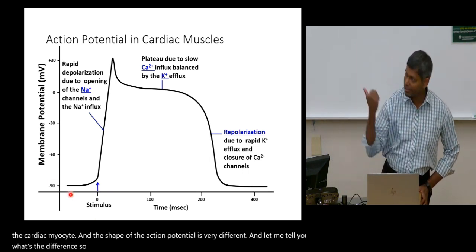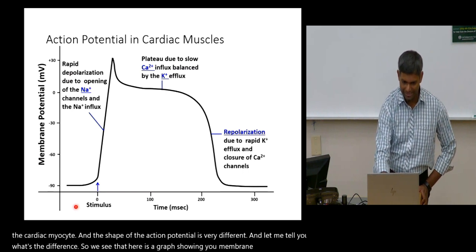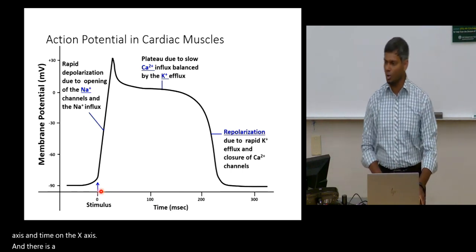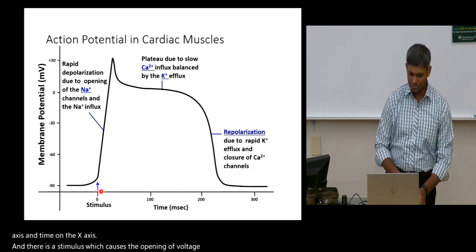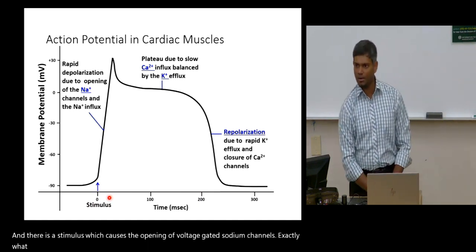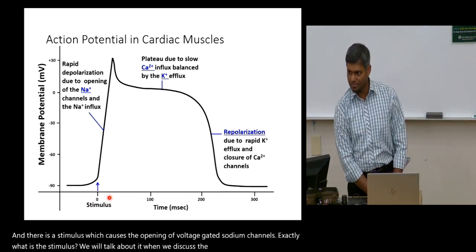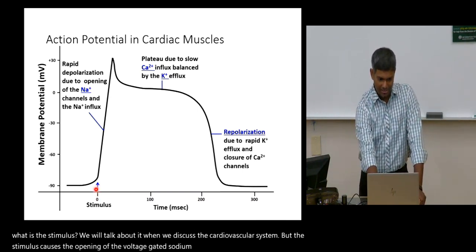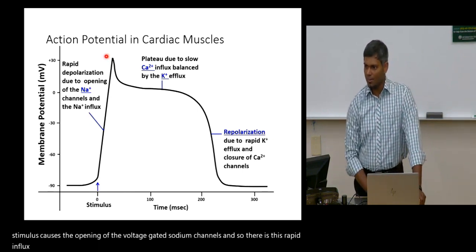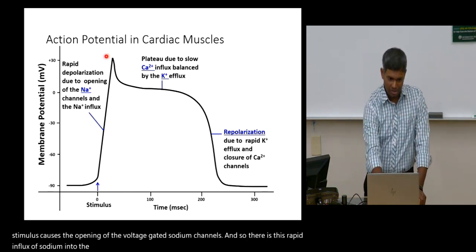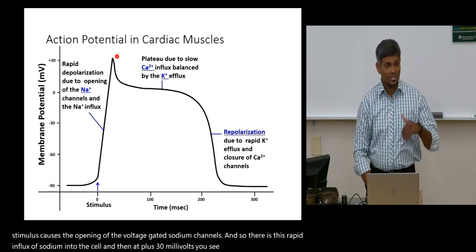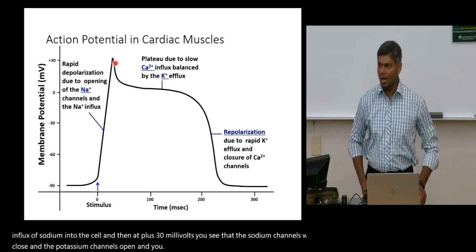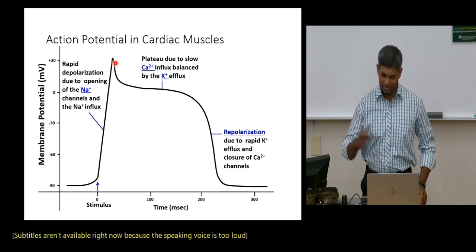So here is a graph showing you membrane potential on the y-axis and time on the x-axis, and there is a stimulus which causes the opening of voltage gated sodium channels. Exactly what the stimulus is, we'll talk about when we discuss the cardiovascular system. But the stimulus causes the opening of the voltage gated sodium channels, and so there is this rapid influx of sodium into the cell, and then at plus 30 millivolts the sodium channels close and the potassium channels open, and you would expect to see a rapid repolarization as potassium ions leave the cell.